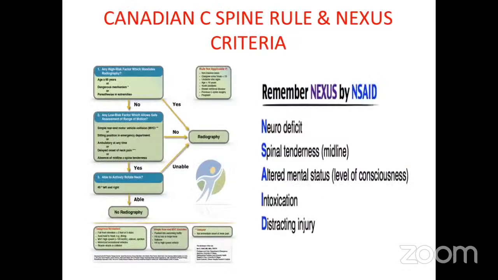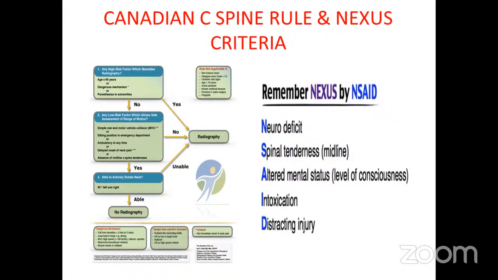We have the Canadian C-spine rule and the NEXUS criteria. For NEXUS, we have a mnemonic, NSAID. It is easy to remember, in which N stands for neurological deficits, S stands for spinal tenderness, A stands for altered mental status, intoxication, and any distracting injuries.